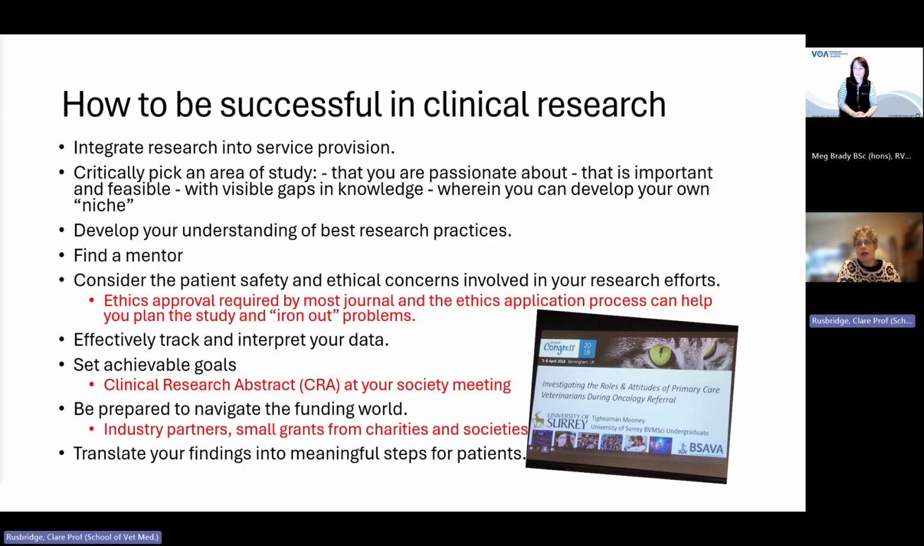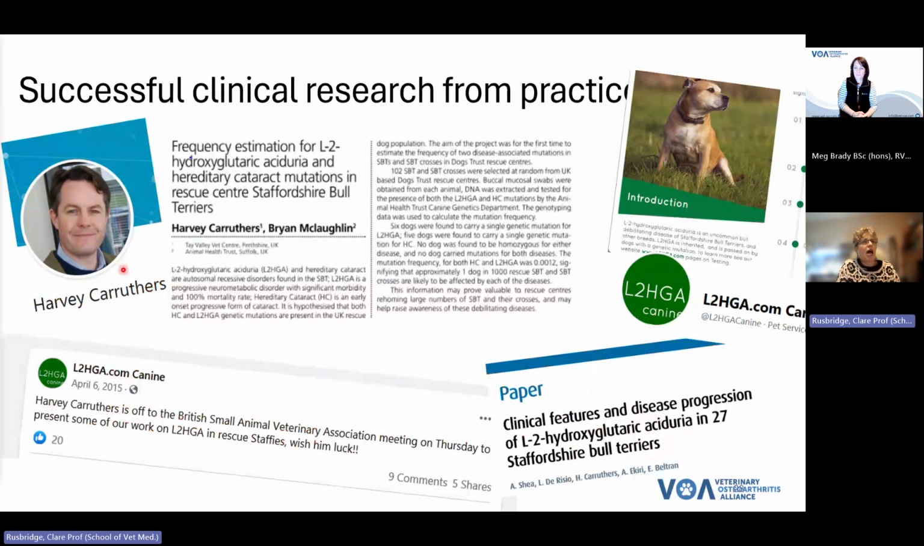And I'm going to give you an example from a vet that I used to work with, or had the pleasure of working with, Harvey Carruthers. He was the head vet at the practice that I worked in, which was the Stone Lion Veterinary Clinic here. But you can see that this is not where he was working. I think he's still working here. And he was interested in this disease, L2 hydroxyglutaric aciduria, in Staffordshire Bull Terriers. This was because he was working with rescue societies.